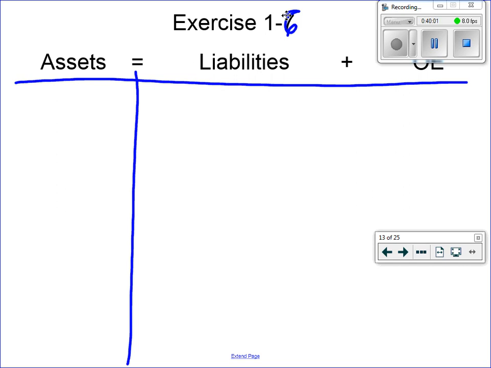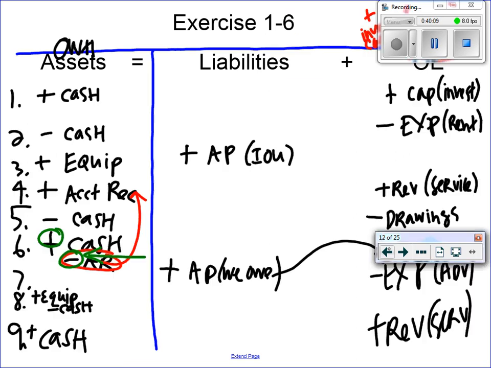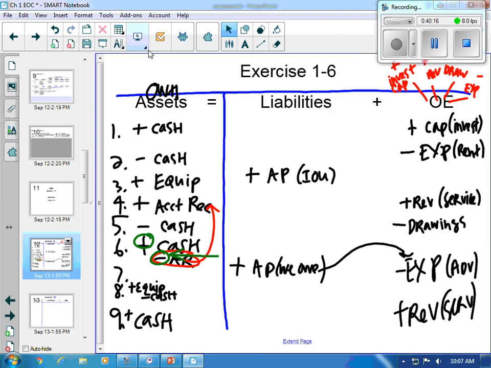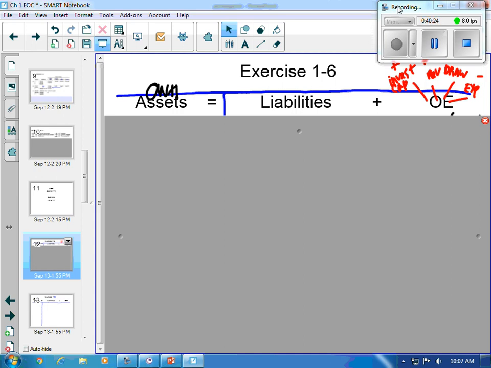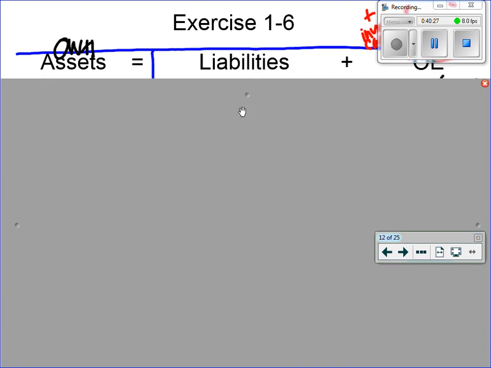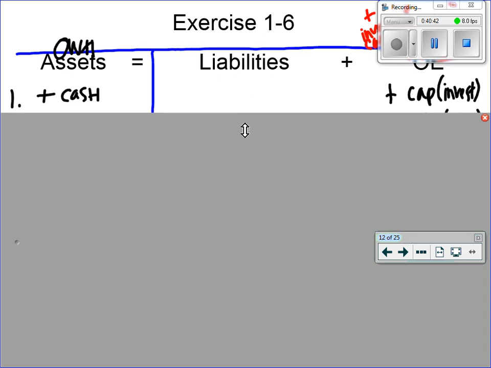Notice in exercise 1-6, they don't give you any dollars. So you're basically going to do stuff like this. Here, let me give you a screen so it's not so much to look at. So in this problem, the first one, I don't have a book in front of me. Tell me what 1-6 says for number 1 or A. Okay, no dollar amount there, so it's cash and investment. So you're going to see a plus cash and a plus capital. That's all you're going to do. There's no dollar amounts that you're going to do. You're just going to say plus or minus and which account. Let's do the next one.